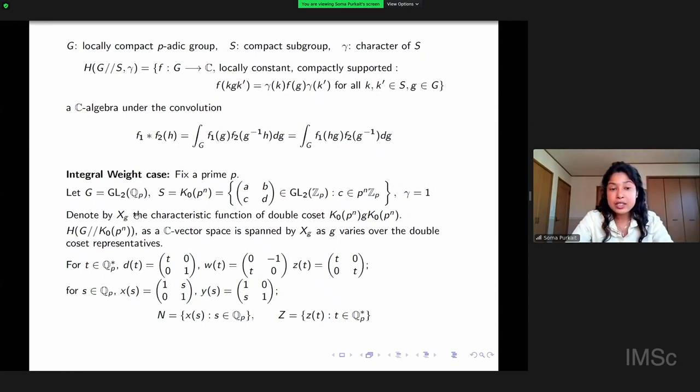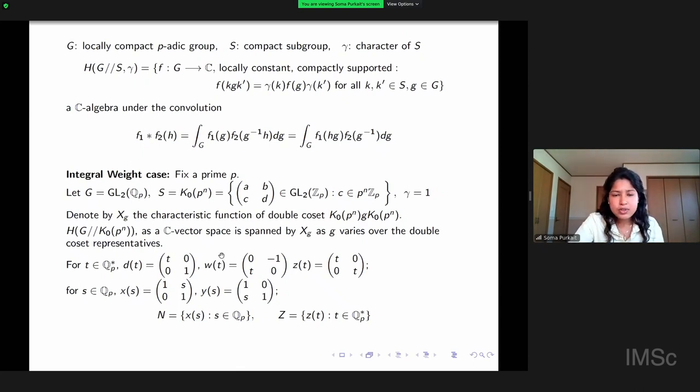Let X_g be the characteristic function of the double coset corresponding to g in K_0(p^n) g K_0(p^n). Because of the way we have defined our local Hecke algebra, and because we are taking the character gamma to be one, the Hecke algebra is, as a vector space, spanned by this characteristic function X_g, where g varies over all the double coset representatives.